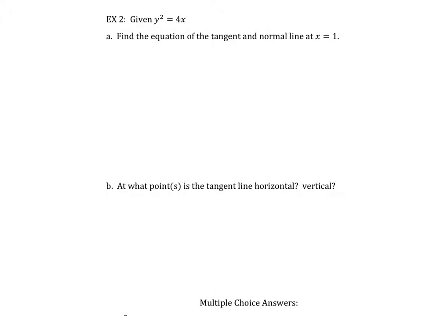So find the equation of the tangent and normal lines at x equals 1. Okay, let's see if I have enough space to do all this in. So this one, I just said that they normally give you the coordinate. This one they didn't. So let's find the point. Notice if I plug in 1 for x, I would get y squared is equal to 4. So y could be what? Oh gosh, y could be plus or minus 2. So I've got 2 points that I have to find the equation of the tangent and normal line for.